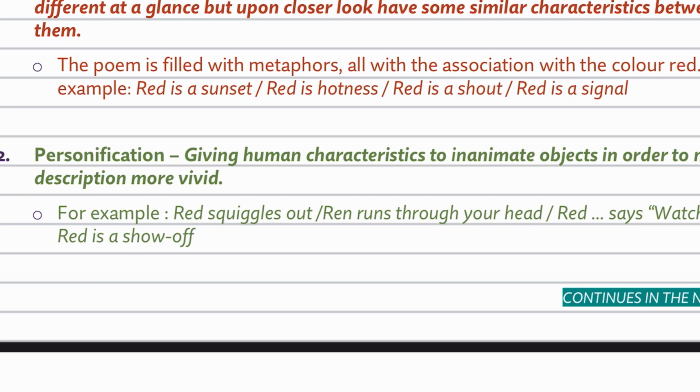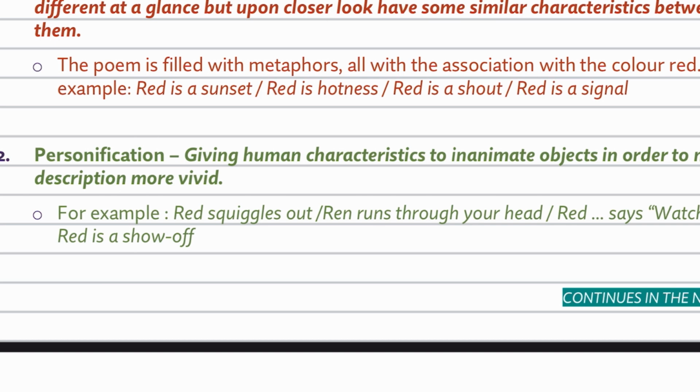So here in this poem, some of the examples are: red squiggles out, red runs through your head, red says watch out, red is a show off. So semua tu ialah sifat manusia. Red tak boleh buat semua benda tu. Red is just a thing and it moves in accordance to what nature has made it. Okay, so kalau dia buat apa-apa tu, karakteristik yang dia bagi tu nama dia personification. Sifat-sifat manusia yang diberi pada objek.